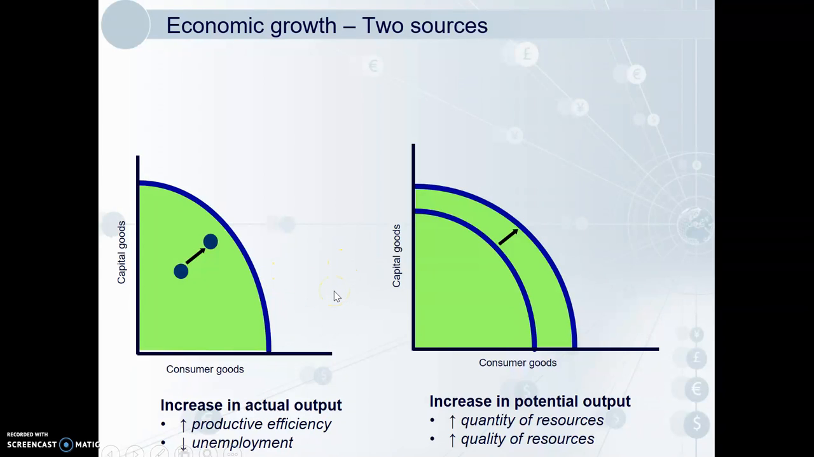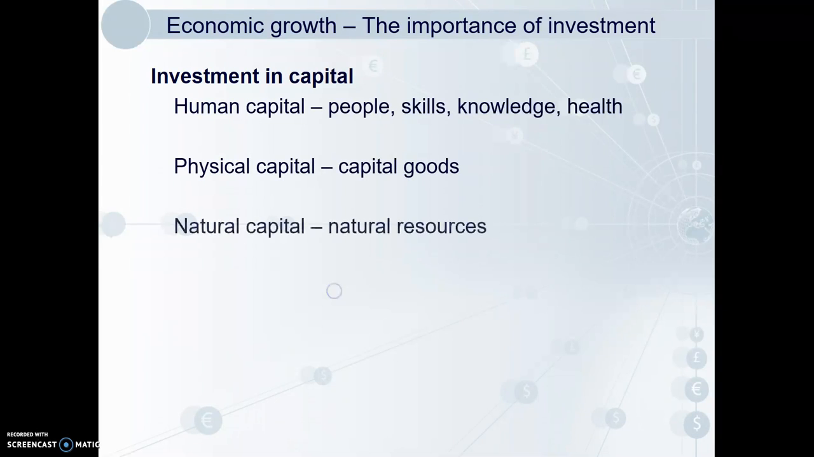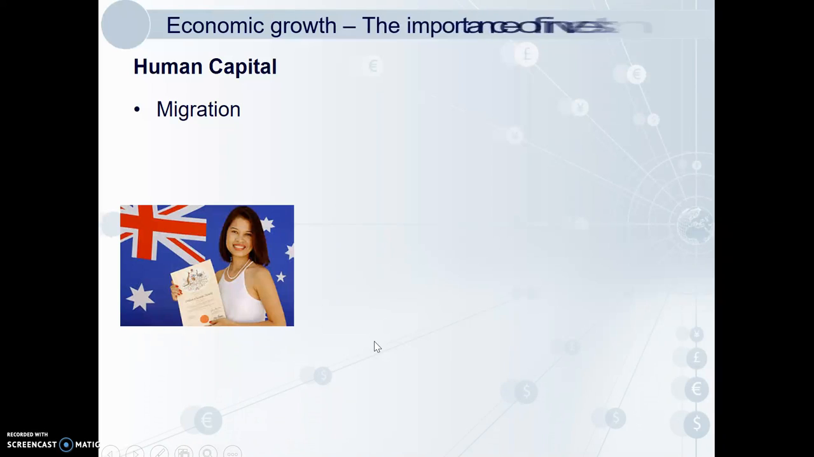Investment in capital is therefore hugely important to economic growth. The three types of capital that we look at are related to the four resource types we learnt about earlier in the year. Human capital is the labour and entrepreneurship resources, the people, skills, knowledge, health. Physical capital is the capital resource, and natural capital is the land resource. Investment in the three types of capital is about increasing the quantity and quality of resources in an economy.